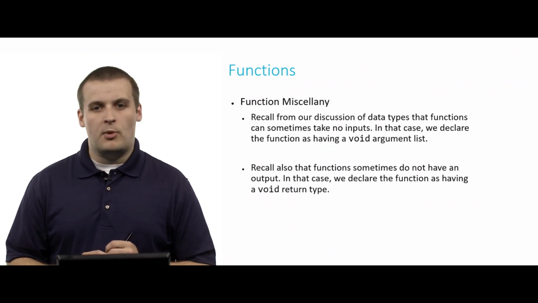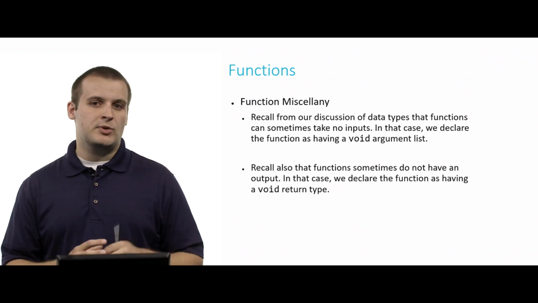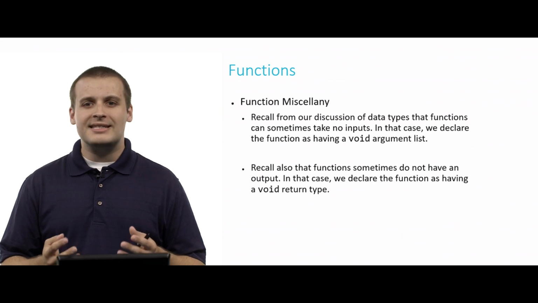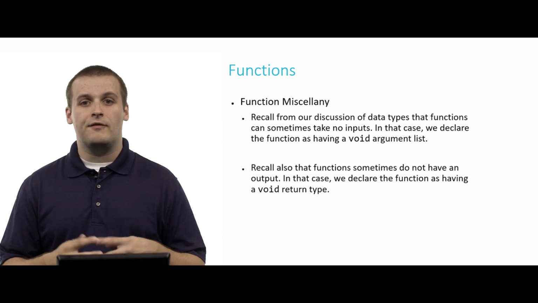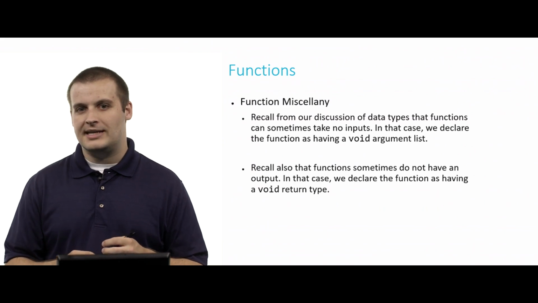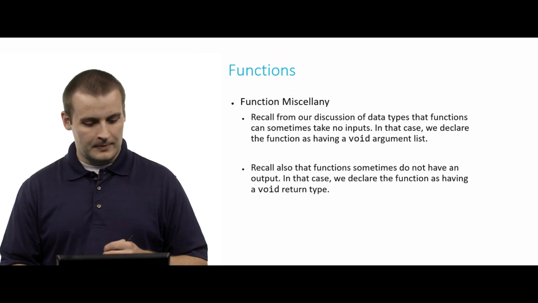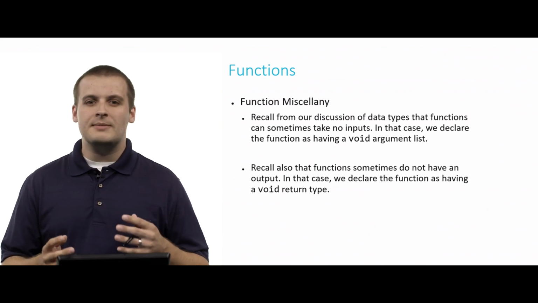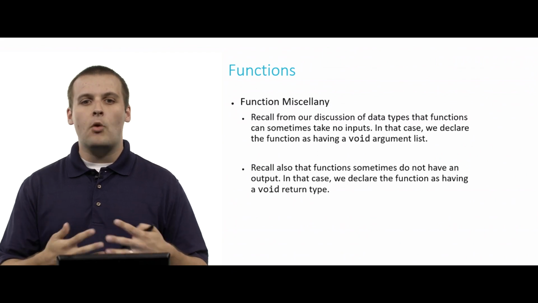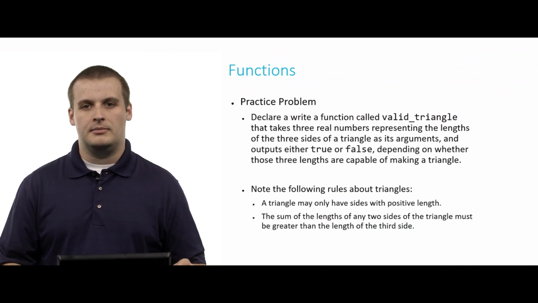A couple miscellaneous points about functions before we conclude this section. Recall from our discussion of data types previously that functions can sometimes take no inputs. If that's the case, we declare the function as having a void argument list. Do you recall what the most common function we've seen so far that takes a void argument list is? It's main. Recall also that functions sometimes don't actually have an output. In that case, we declare the function as having a void return type. Let's conclude this section by tackling a practice problem.